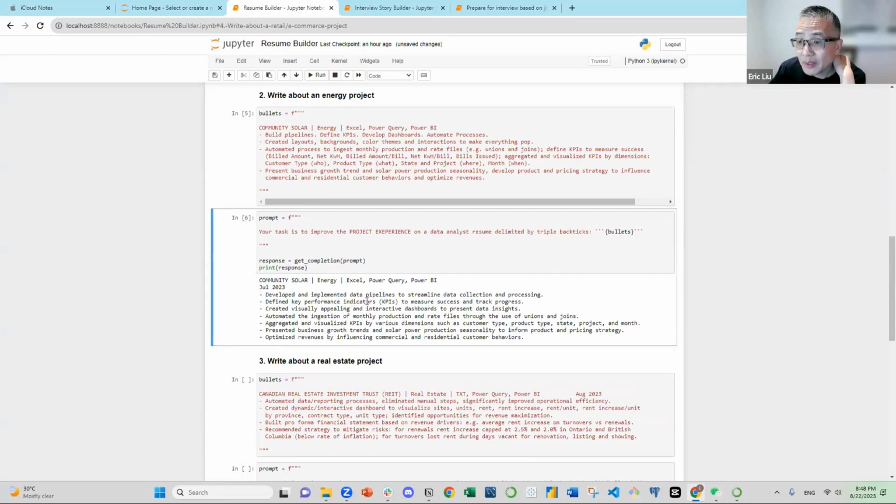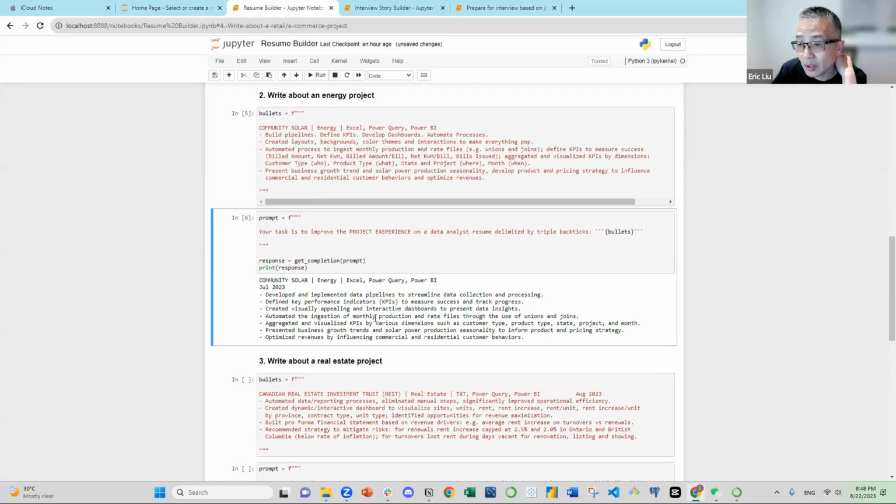Okay, develop and implement data pipelines to streamline data collection and processing. Not bad. I actually like it. Define key performance indicators to measure success and track progress. And create a visually appealing interactive dashboard to present data insight.